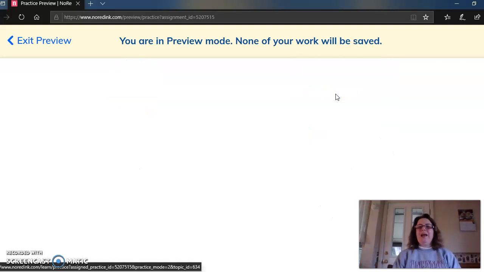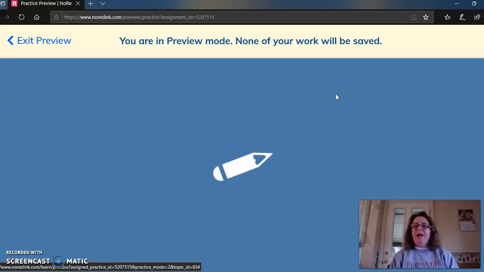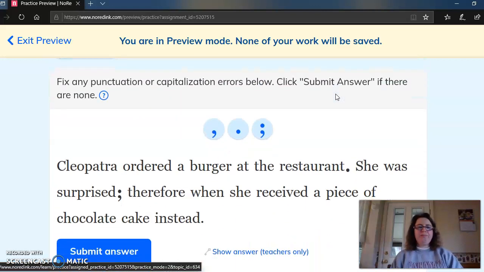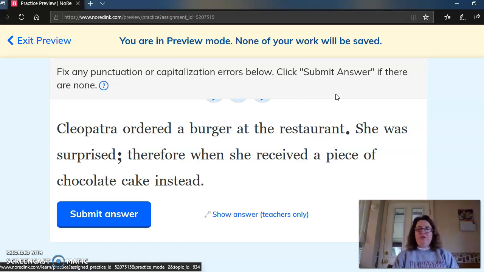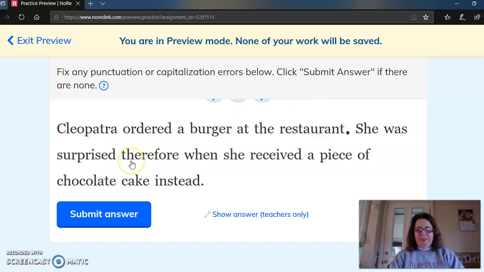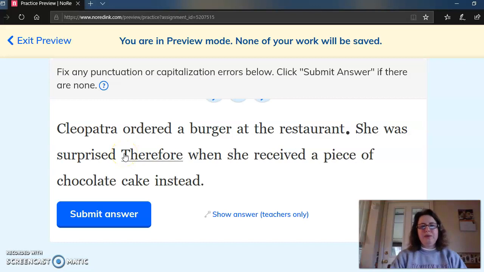So I'm going to click on begin. Again, this example might be the same as what you have. It might not be. I'm just doing this to help you with the concepts of punctuation. So, Cleopatra ordered a burger at the restaurant. Complete sentence. She was surprised, therefore, when she received a piece of chocolate cake instead. Now, this is a little bit tricky because you don't have a semicolon here. Okay, so I'm going to take it out. She was surprised, therefore. I'm going to click on this and see what it does.